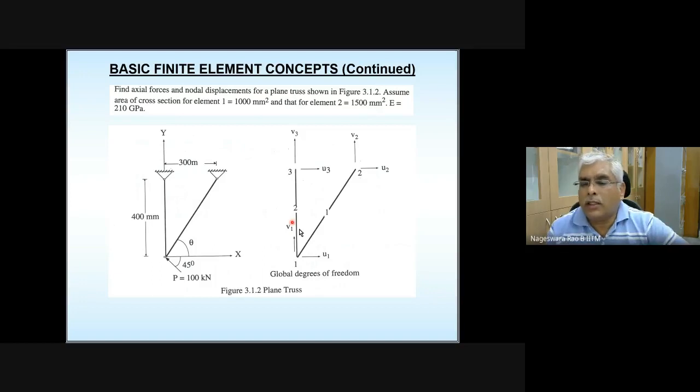You also need to see which is your first node and which is your second node for each of the elements. For element 1, this is the first node, this is the second node, because orientation is going to depend on that. For element 2, this is the first node, this is the second node. All this information you need to clearly make a note.